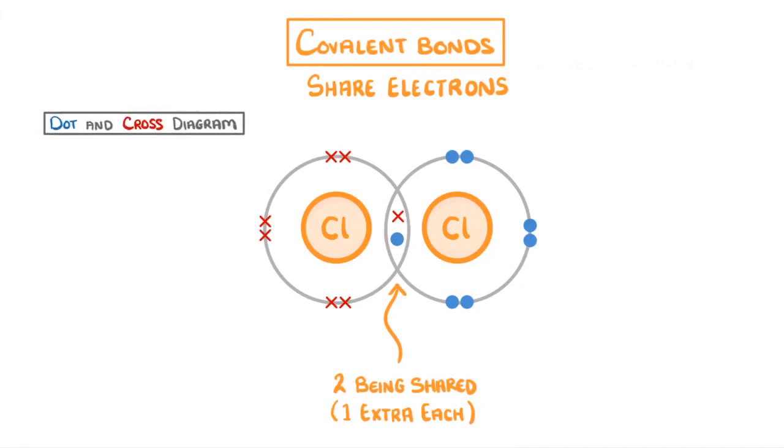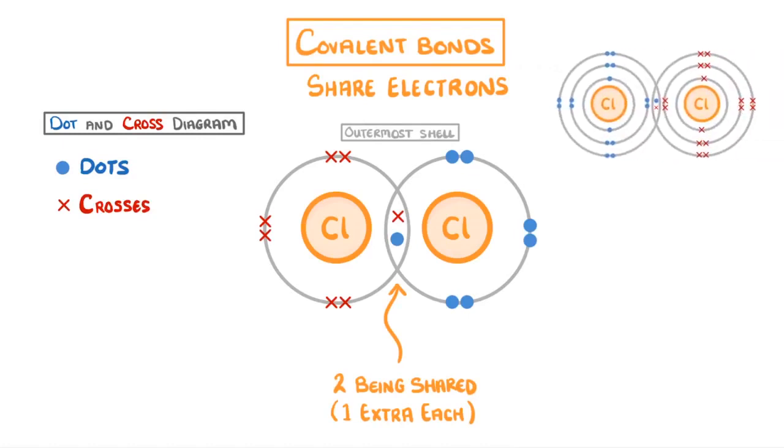And when you do these, you need to make sure that you draw one of the atoms with dots and the other with crosses, so that we can tell which electrons belong to each. Also, even though we've only drawn the outermost shell of each atom here, you might sometimes have to draw all of the shells. Just make sure you check the question to see what they want.